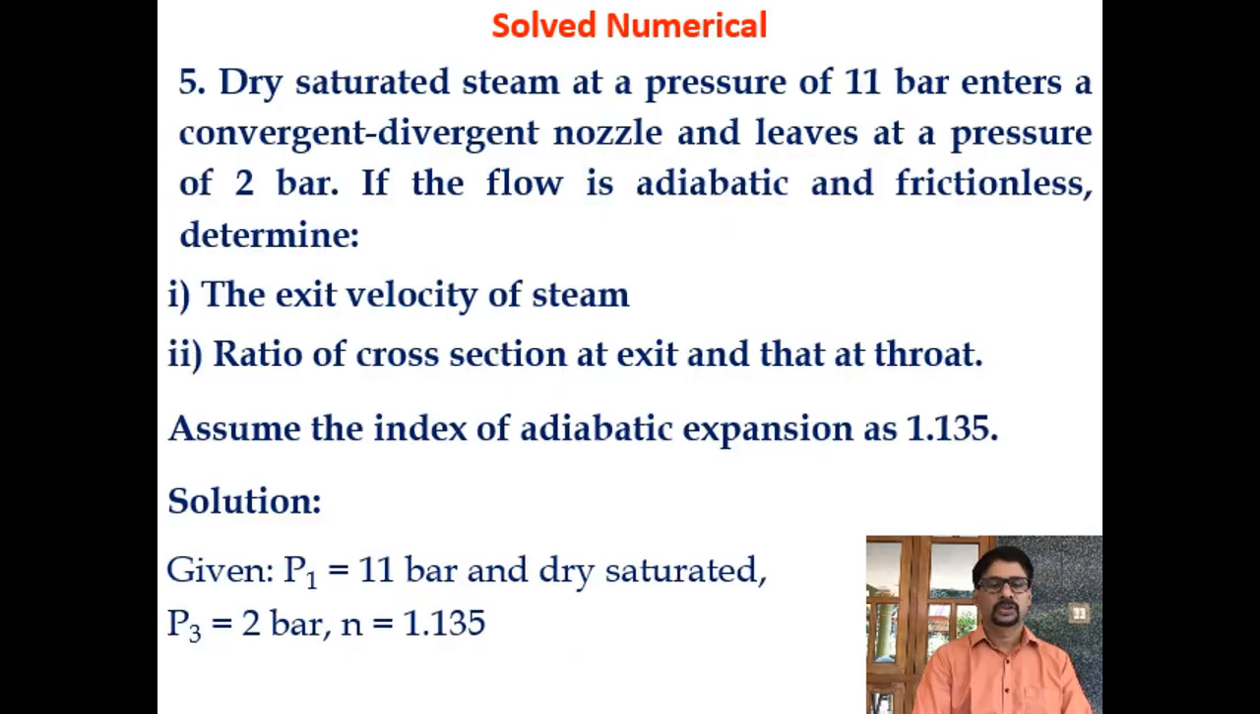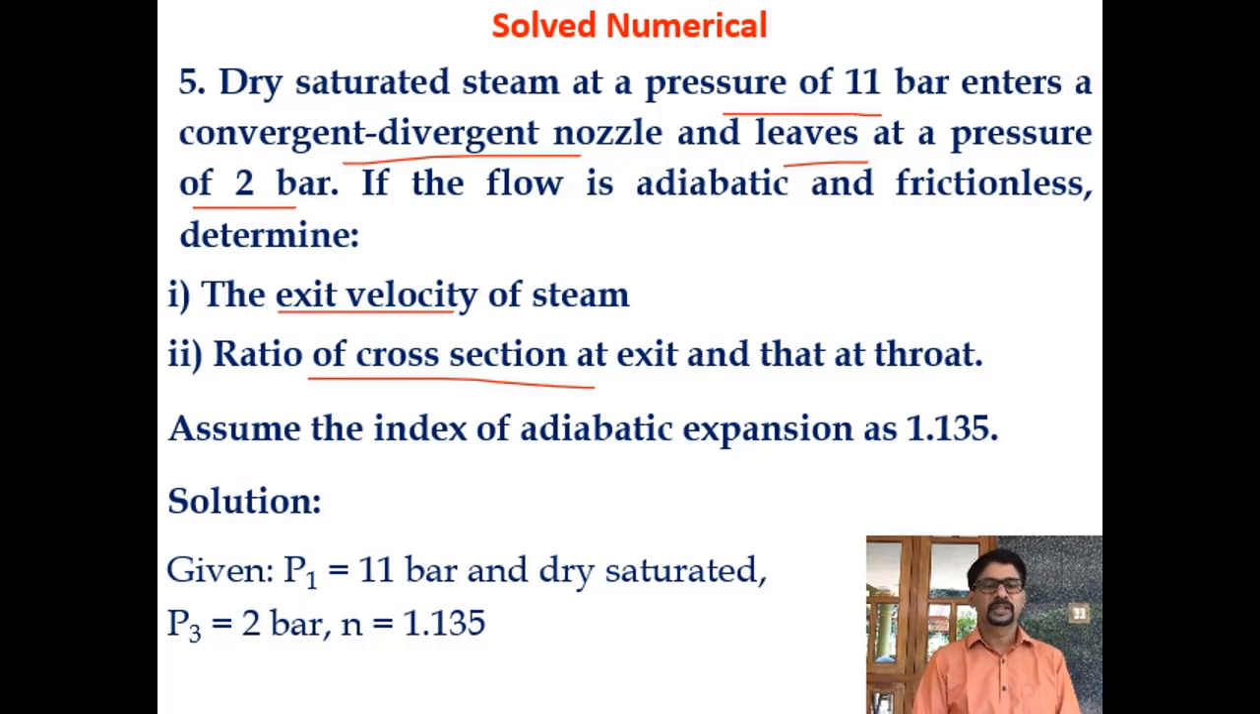Now let us solve this last problem. Dry saturated steam at pressure 11 bar enters a convergent divergent nozzle and leaves at a pressure of 2 bar. If the flow is adiabatic and frictionless, determine the exit velocity of the steam and ratio of cross section at exit and at throat. Assume the index of adiabatic expansion as 1.135.